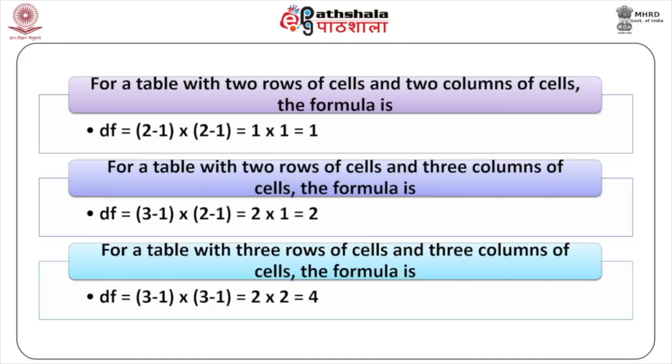For a table with 2 rows of cells and 3 columns of cells, the formula is degrees of freedom equals 3 minus 1 multiplied by 2 minus 1, which is 2 into 1, that is 2. For a table with 3 rows of cells and 3 columns of cells, the formula is degrees of freedom equals 3 minus 1 multiplied by 3 minus 1, which is 2 into 2, that is 4.